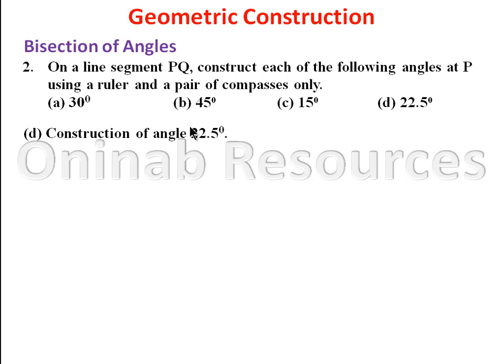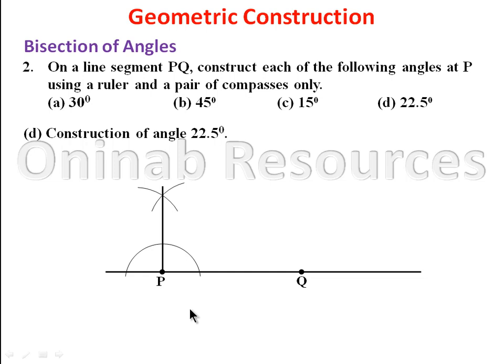Now, lastly, the construction of angle 22.5 degrees. So 45 divided by 2 gives 22.5 degrees. So we shall construct angle 90 degrees, bisect it to get 45 degrees, bisect 45 degrees to get 22.5 degrees. So here we go. Our line segment P and Q. So here we take P as center, opening a convenient radius, draw a semicircle, then increasing your radius for convenience, take this point as center, construct an arc above P, take this point as center, construct another arc above P, join the point of intersection to P.